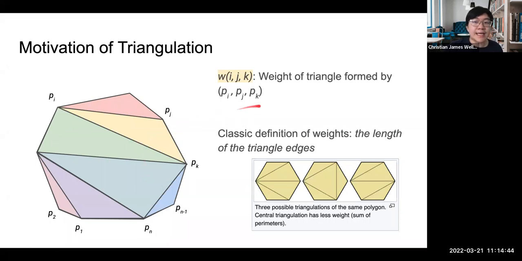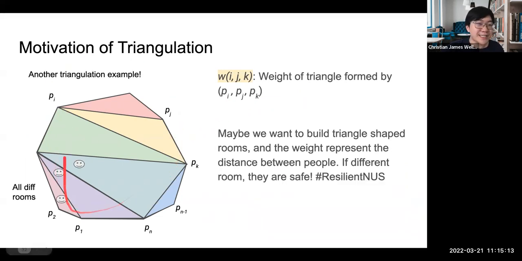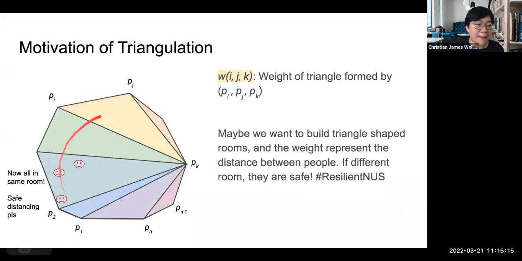And if you're still wondering what exactly the weight of the triangle is, again, there are many different definitions of weight. A classic definition of the weight of a triangle is the length of the triangle edges. So in case you need a concrete definition to work with today, just imagine that the sum of the lengths of the edges is the weight of the triangle formed. Just imagine that for now, in case you really need a definition of weights. I tried to give a motivation last semester, but I'll skip that in the interest of time today.